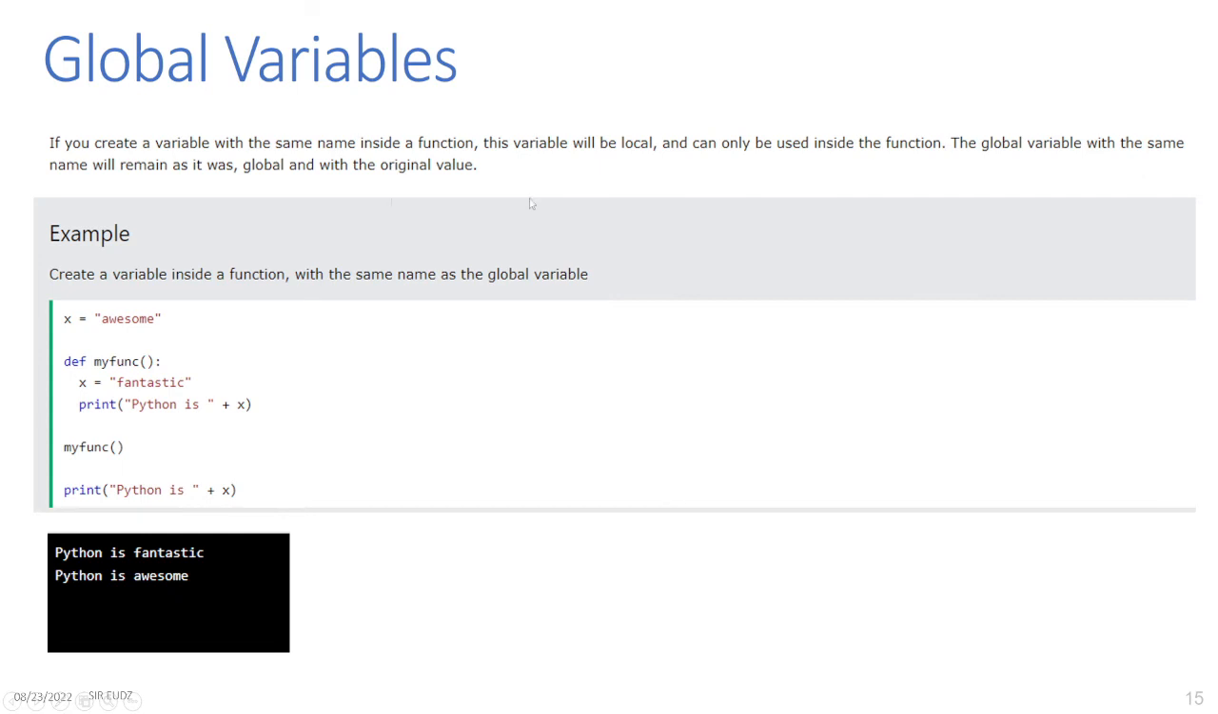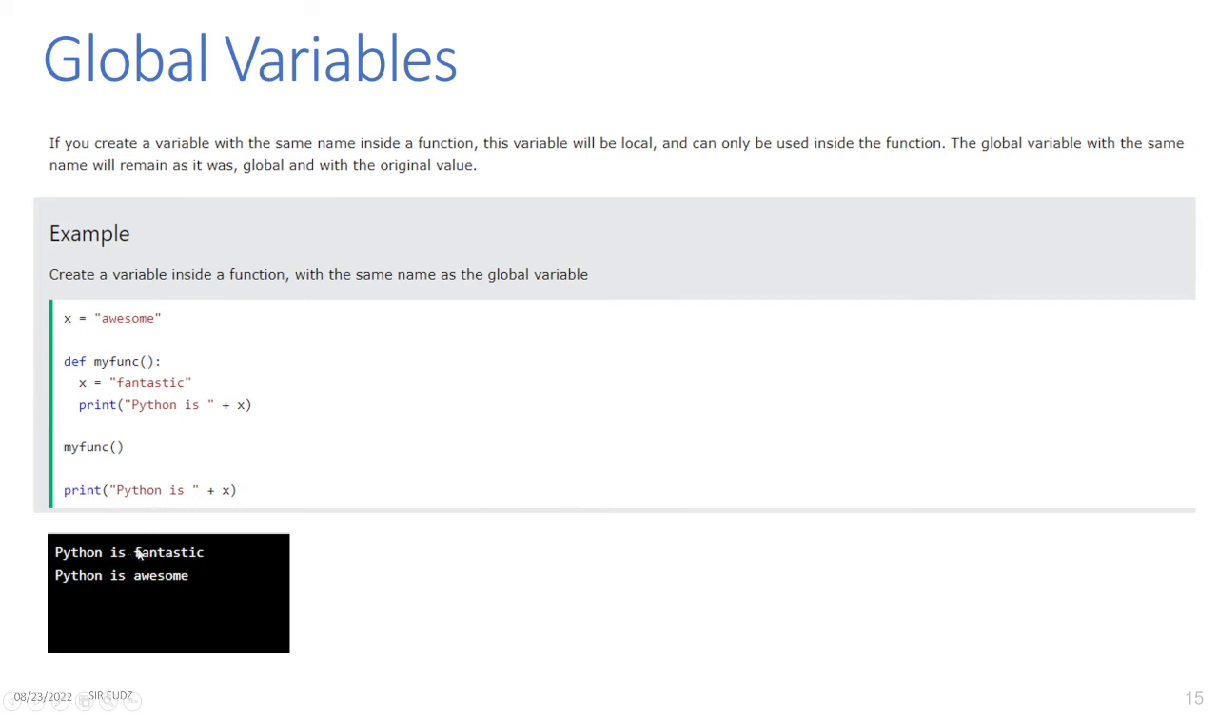The global variable with the same name will remain as it was, global and with the original value. So here, let's take a look at this code. So x is awesome. So x here is a global variable. But you notice here, we have x equals fantastic. So this x here is actually a local variable. And this variable is only recognized inside this block or this function. Okay. So once we print Python is x, this x now is referring to the local variable.